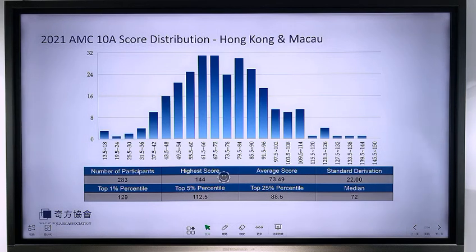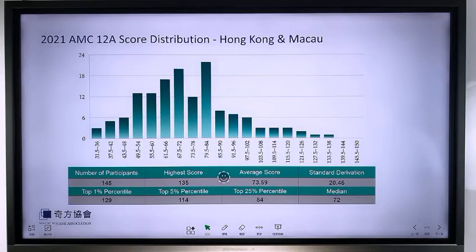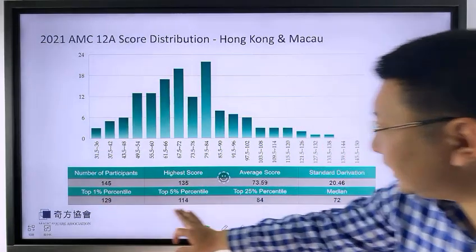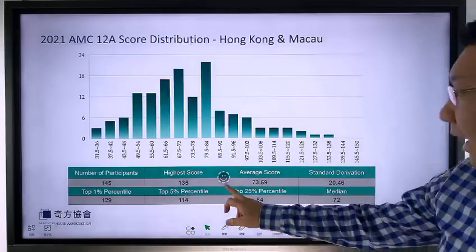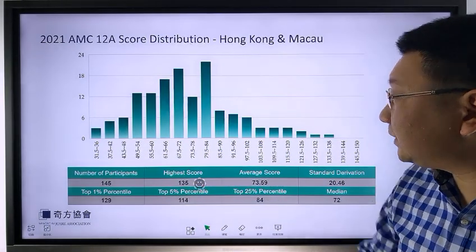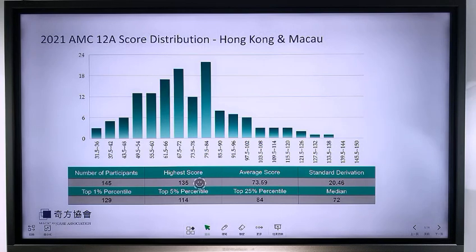So the next would be AMC 12A. And for AMC 12A, the average score is also similar. And I think the 1% and the 5% percentiles are similar as well. For AMC 12A, the highest score is 135. All right. So that is the score distribution.